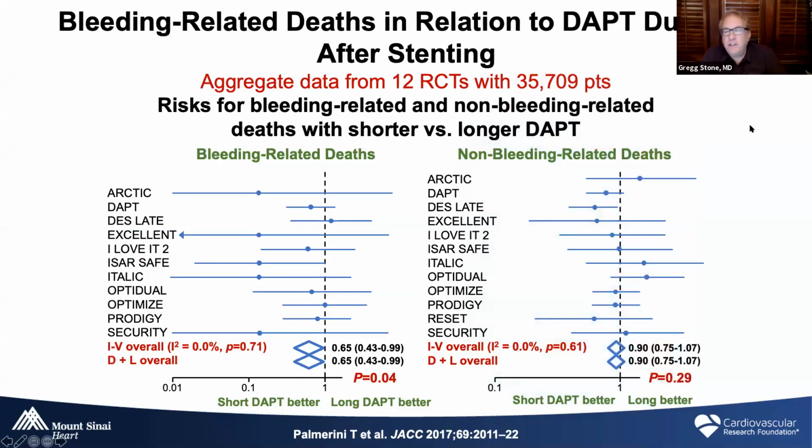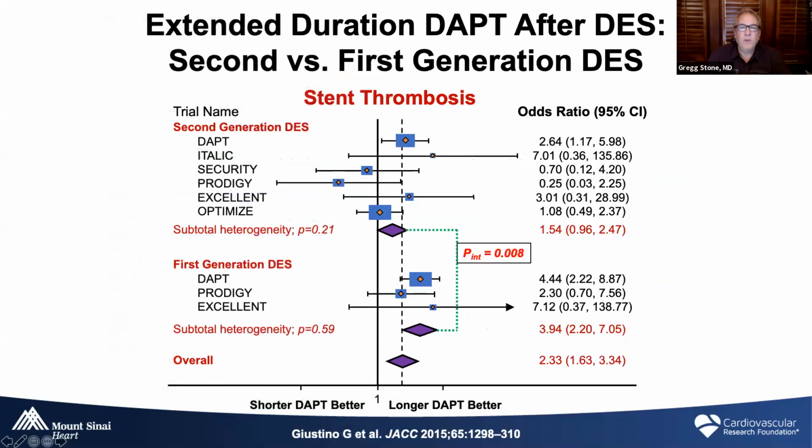We've actually looked at this more directly. We've published a lot of meta-analyses and direct trials on this. This one from Tullio Palmarini a few years ago in JACC. And the reason that bleeding is harmful is actually because it causes bleeding-related deaths. When you look at this trend towards increase in mortality, it doesn't affect non-bleeding related deaths. It directly affects bleeding-related deaths. So shorter DAPT is associated with a reduction in bleeding-related deaths.